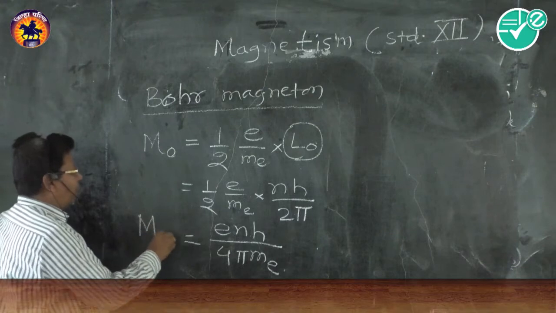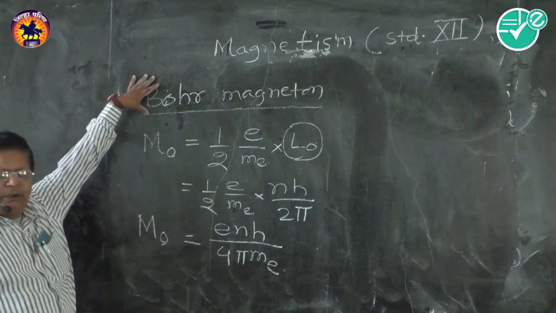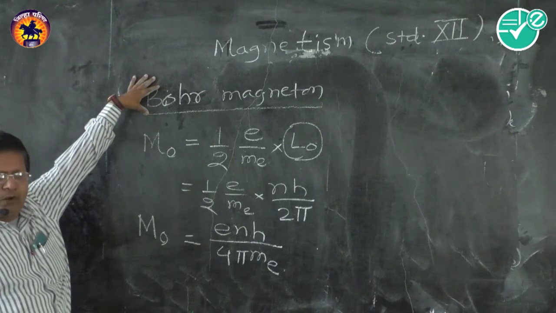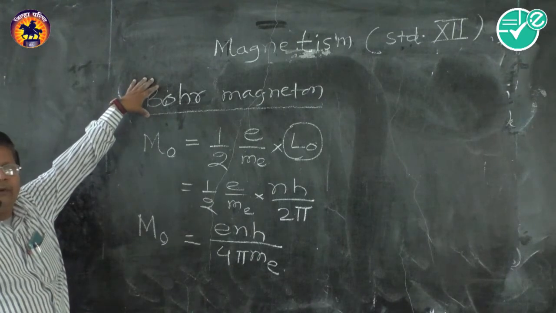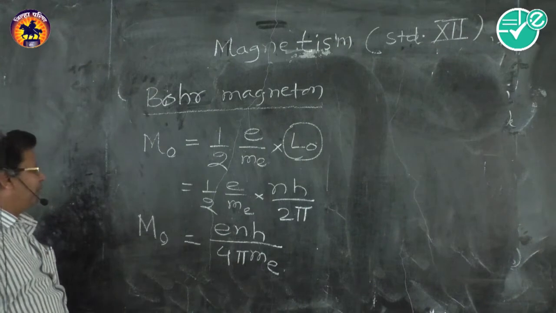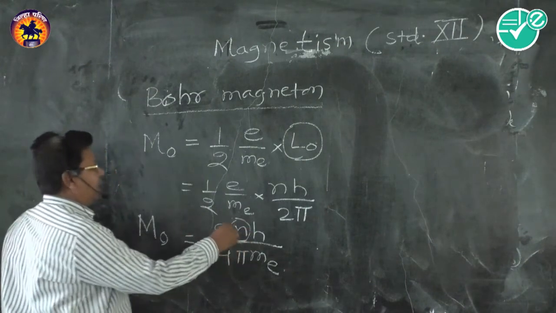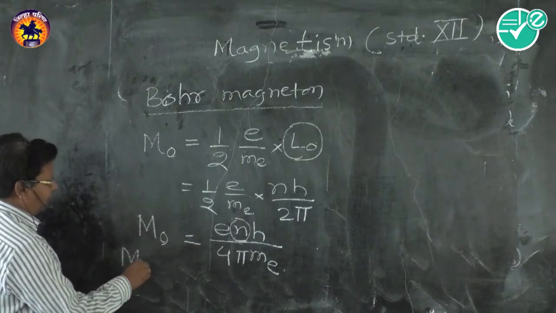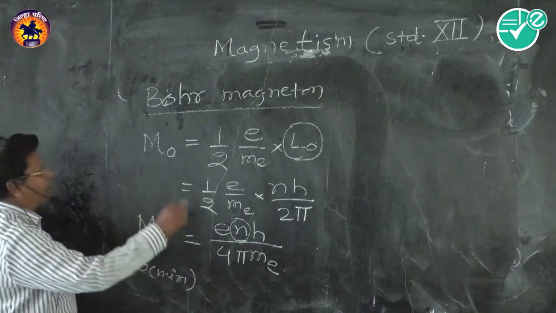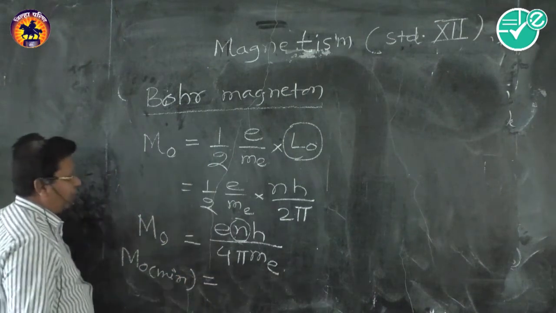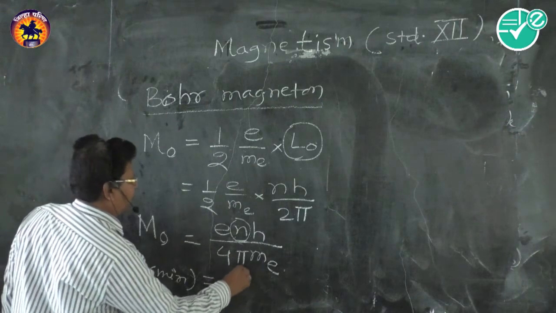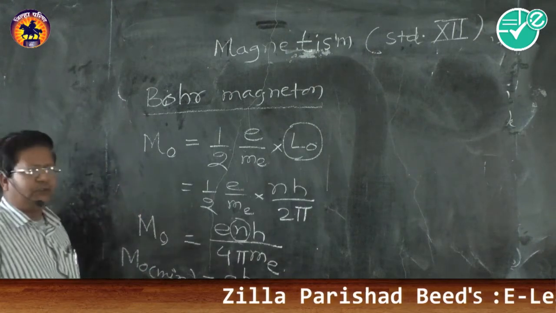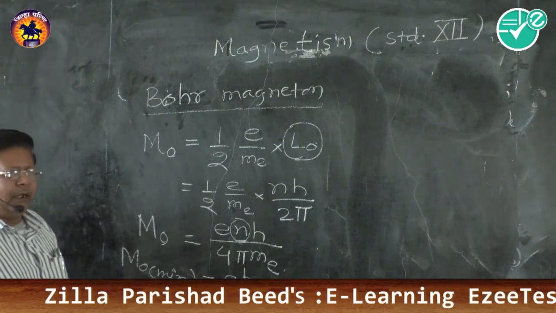And the Bohr magneton is nothing but the minimum magnetic dipole moment of revolving electron, and for minimum magnetic dipole moment of revolving electron, the value of n is taken to be 1, and therefore M_O minimum, that means Bohr magneton, the formula is M_O minimum is equal to e into h divided by 4 pi into m_e, that is mass of electron.